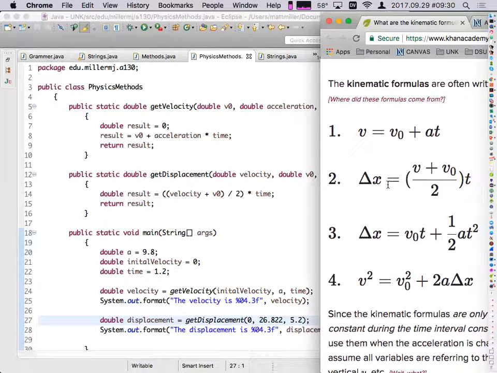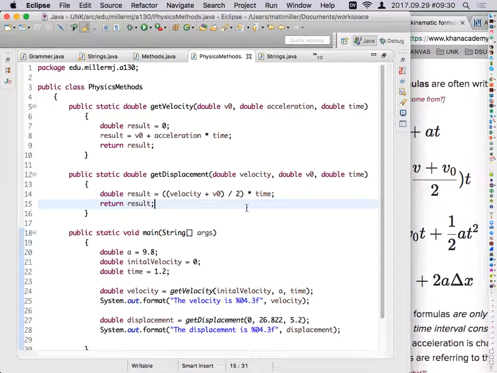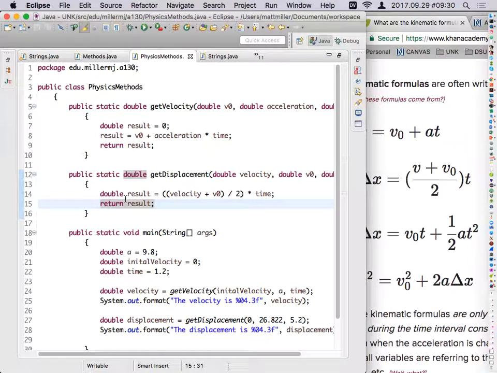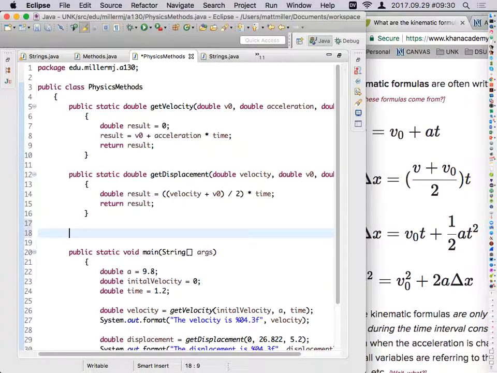All right. Let's do number 3. So change in x is velocity 0 times time plus 1/2 at squared. Are we getting the hang of methods here? Yes, yes. Okay, public, static, double. This one's also get displacement, right? We're getting delta x. What? You don't have to name it something different.